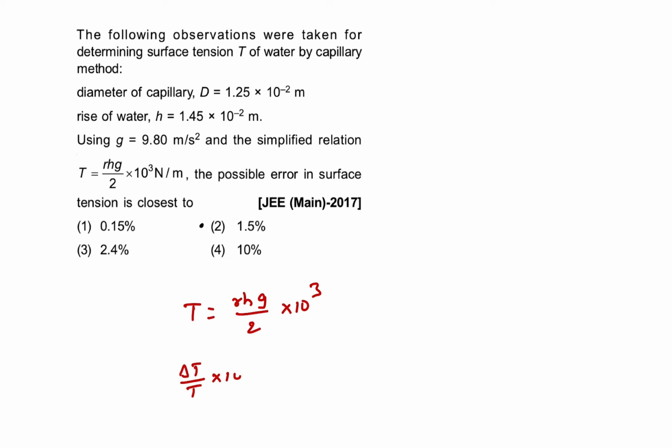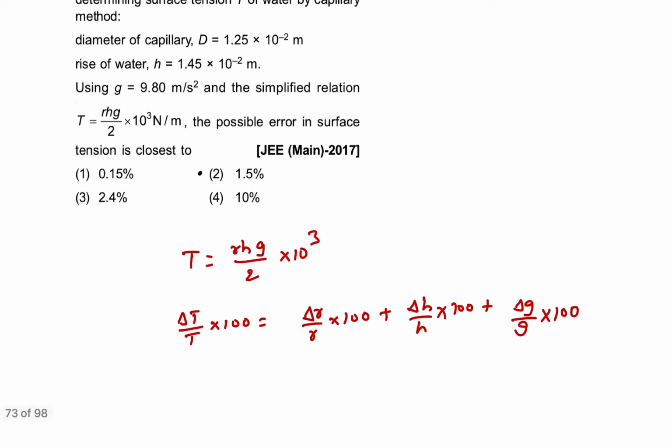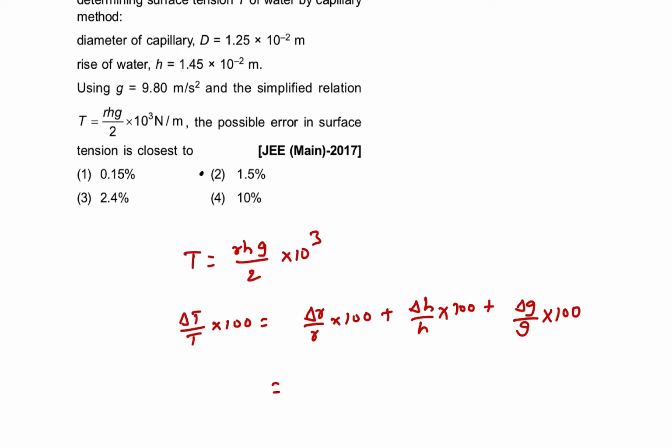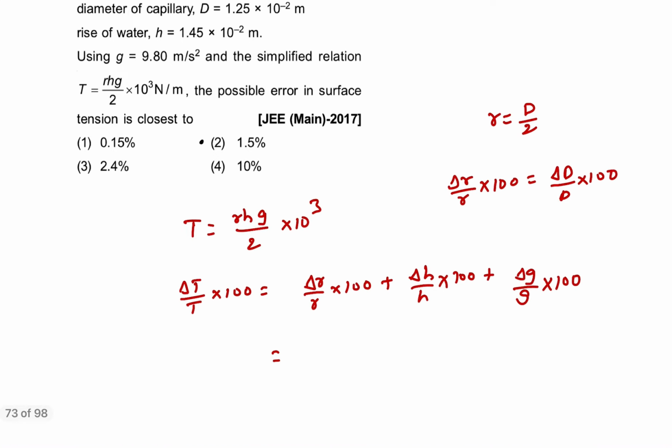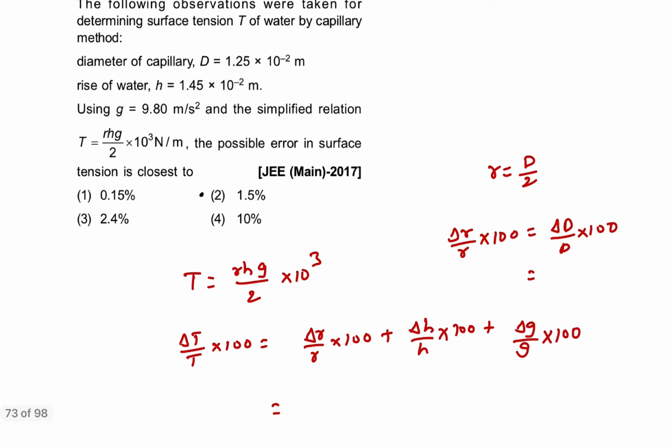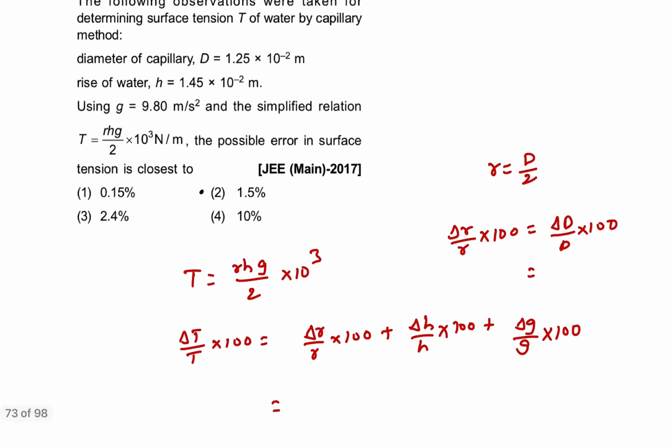If you calculate the error in T, T can be written as r h g divided by 2 into 10 power 3. The error in T can be written as delta T by T into 100 is equal to delta r by r into 100 plus delta h by h into 100 plus delta g by g into 100. Wherever error is there, you can take the error values. So for delta r by r, you can write r as D by 2, so delta r by r into 100 can be written as delta D by D into 100. Just substitute the delta D by D into 100 values there.